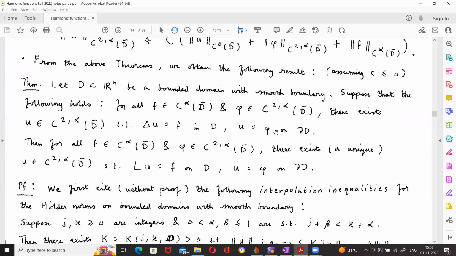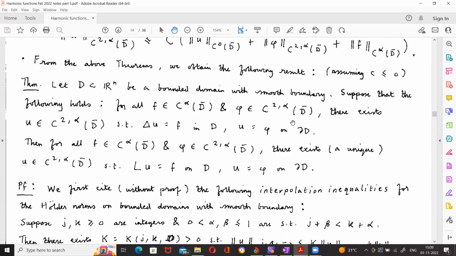So that means for the Poisson equation, delta U equal to f, we're assuming that f is globally Holder on D closure. So not just locally Holder, but globally Holder on D closure. And for the boundary values, U equal to phi on boundary D, what we're assuming is that the boundary function extends to a C2 alpha function on D closure. The boundary values are nice. They extend to a C2 alpha function on the whole domain.